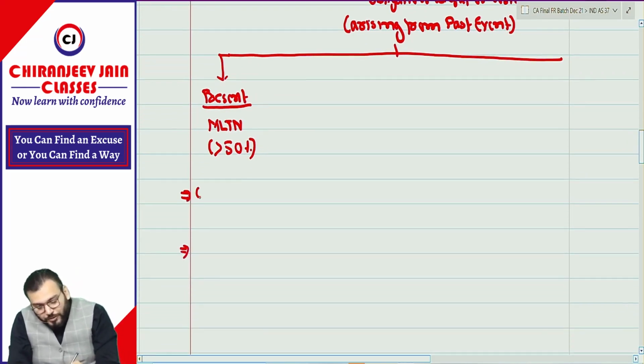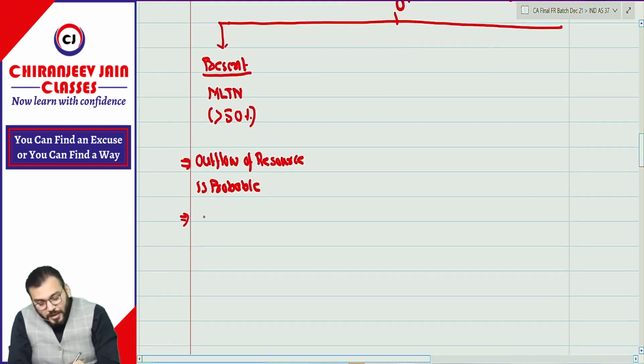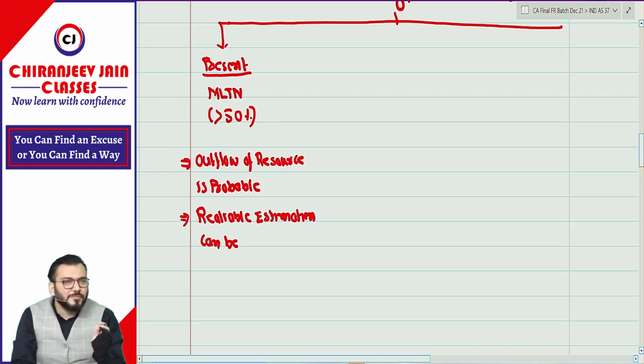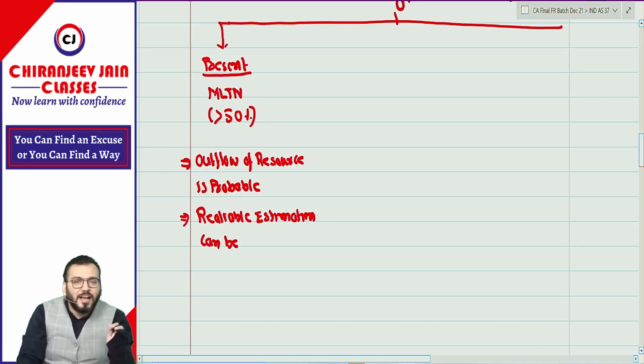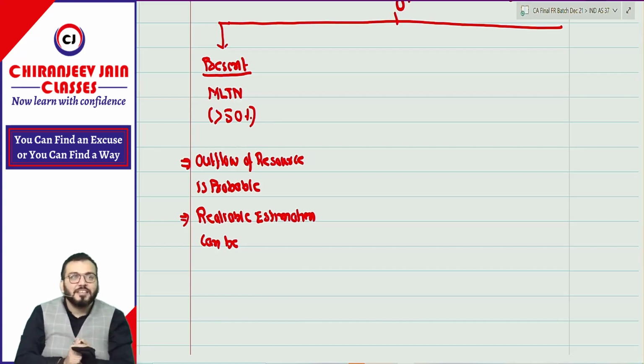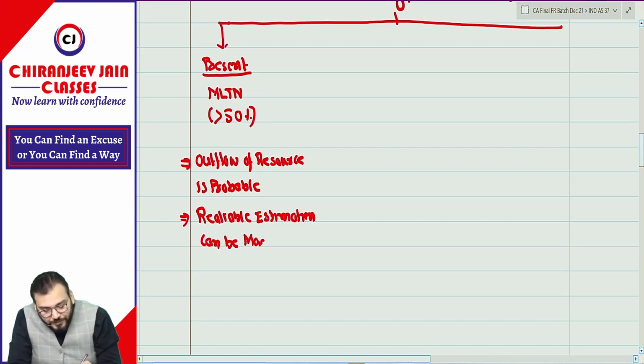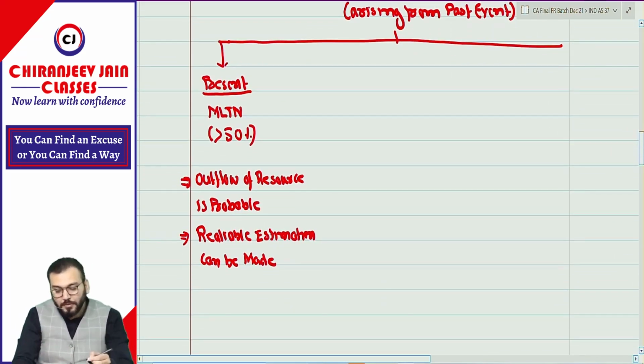One is what? Outflow of resource is probable, and reliable estimation can be made. Of course, reliable estimation can be made should be assumed if the question is silent, but to answer you should write down that estimation can be made. If you are answering, you need to write down yes, estimation can be made. It has been assumed. I hope you are understanding. Yes. So reliable estimation can be made. Any doubt? Any doubt about this?